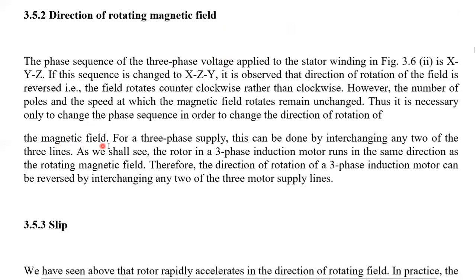For a three-phase supply, reversing the field can be done by interchanging any two of the three lines. Am I right? Three terminals are there, X, Y, Z, or otherwise R, Y, B. Any two terminals. If you change R and Y, it is possible to rotate in the other direction. Or if you change Y and B, so by changing any two terminals, the direction changes.